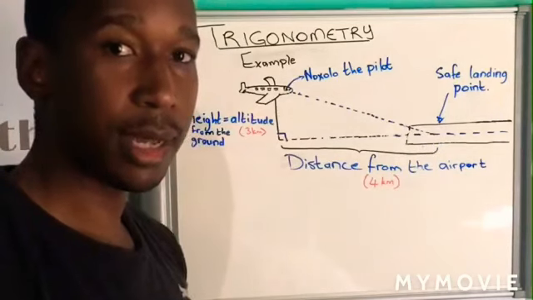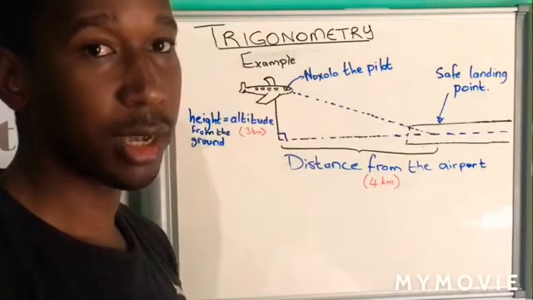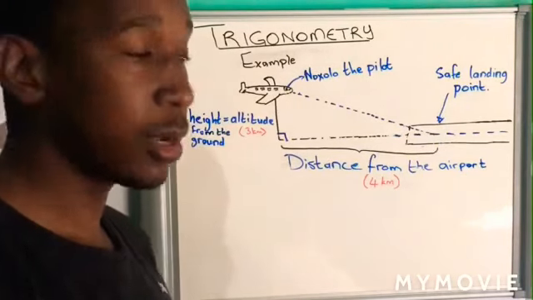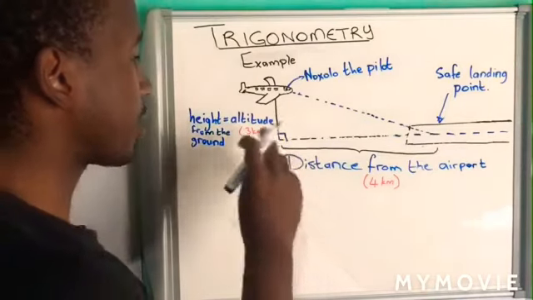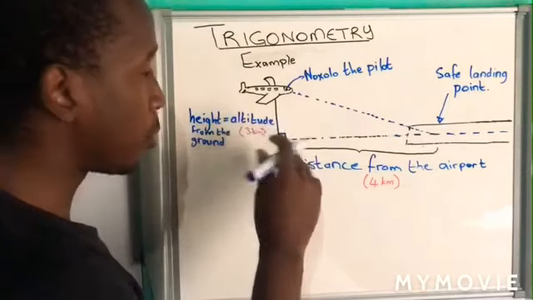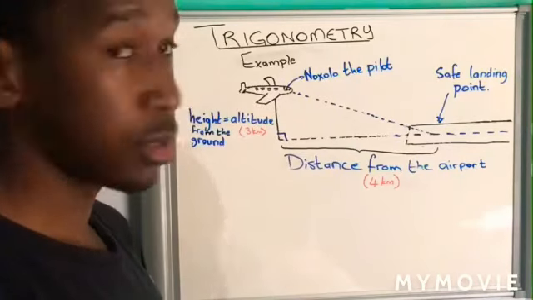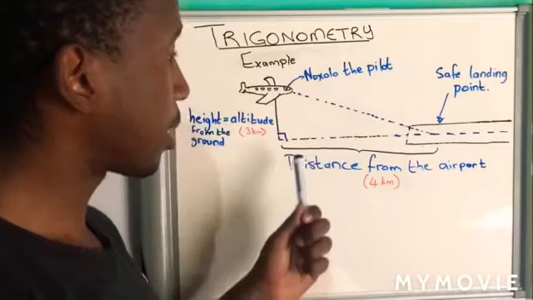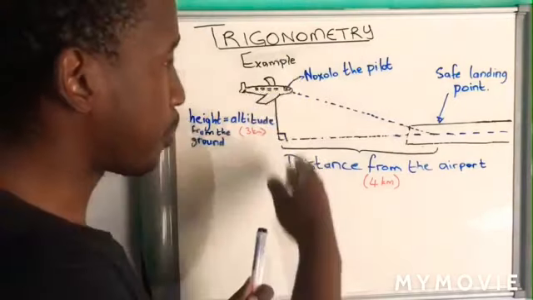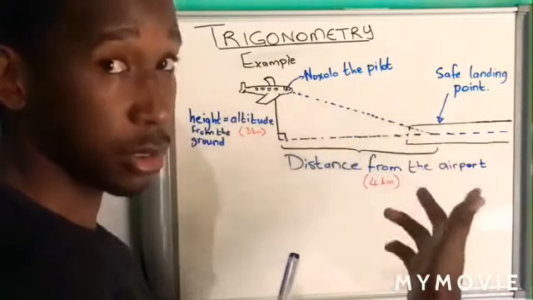Now, modern planes are equipped with instruments, which are actually devices that calculate and tell a pilot the exact plane's altitude, which is the perpendicular height above ground level. And also they have GPS systems that can calculate the distance from the plane's position to the airport.